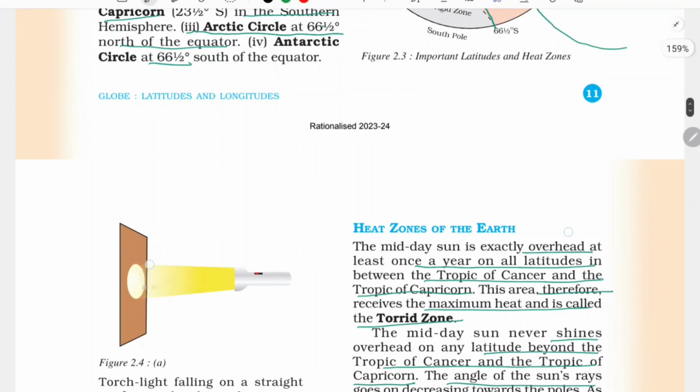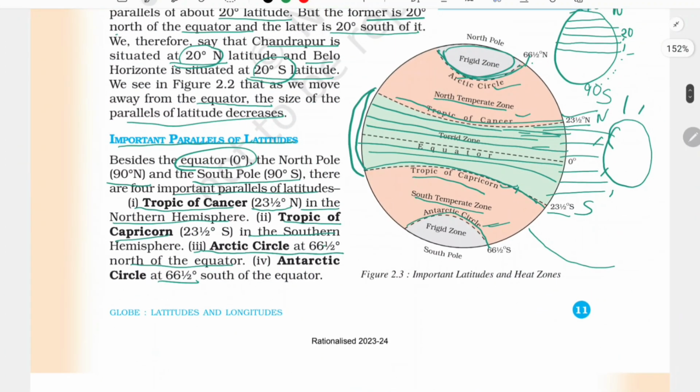So why are these called temperate zones? Because they receive a lesser amount of sun rays as compared to the torrid zone. See, as this is in the middle and the Earth is revolving, the sun rays go straight in this torrid zone, so these will receive the maximum amount of heat. So that is why they are known as torrid zones, they are hot zones.